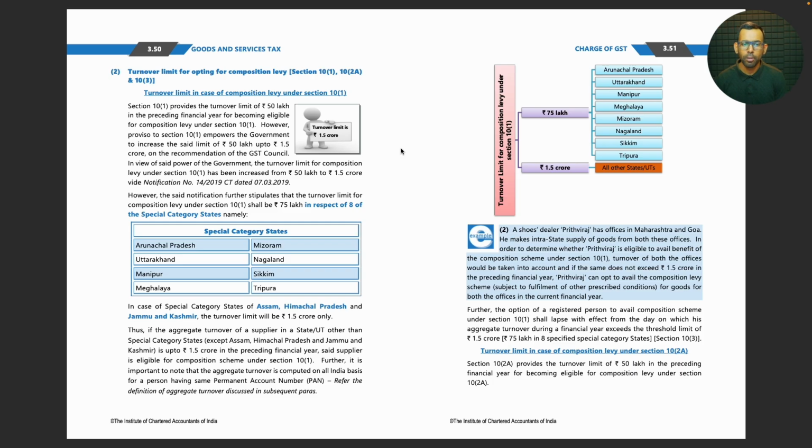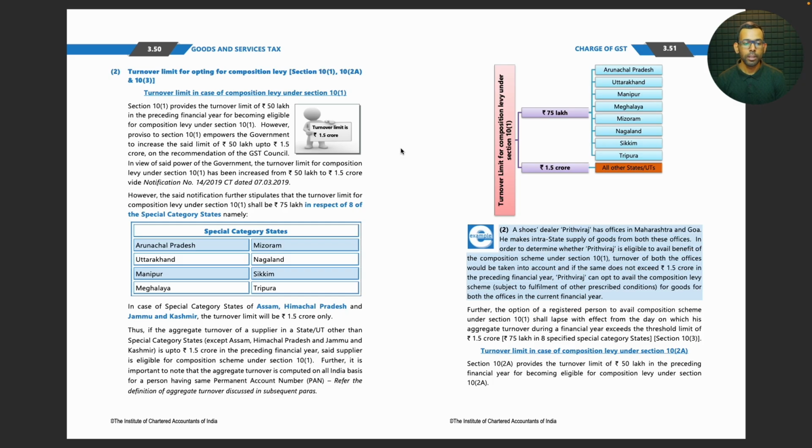Turnover limit for opting for composition levy. Turnover limit in case of composition levy under section 10 subsection 1. Section 10 subsection 1 provides the turnover limit of 50 lakhs in the preceding financial year for becoming eligible for composition levy under section 10 subsection 1. However, the proviso to section 10 subsection 1 empowers the government to increase the said limit of 50 lakhs to 1.5 crores on the recommendation of the GST Council. In view of said power of the government, the turnover limit for composition levy under section 10 subsection 1 has been increased from 50 lakhs to 1.5 crores.